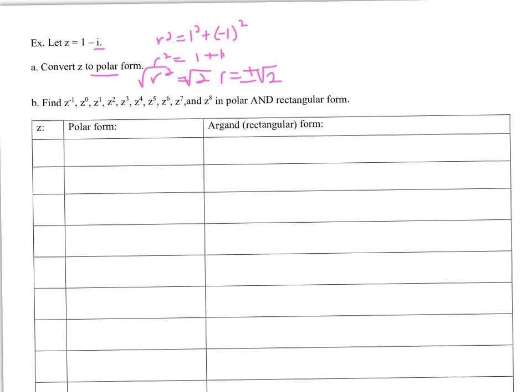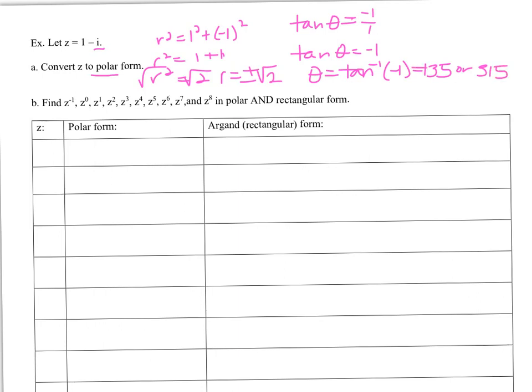The second thing we need to do is find our theta. If we set tan theta equal to b over a, that's negative 1 over 1, which would just equal negative 1. On the unit circle, tangent equals negative 1 in 2 locations. That would be at either 135 or 315.